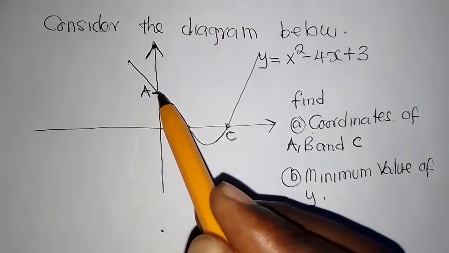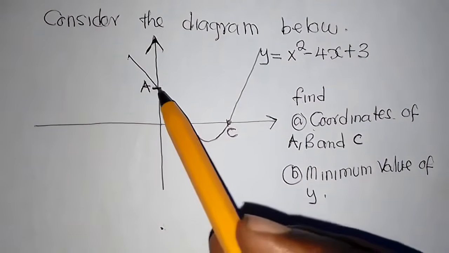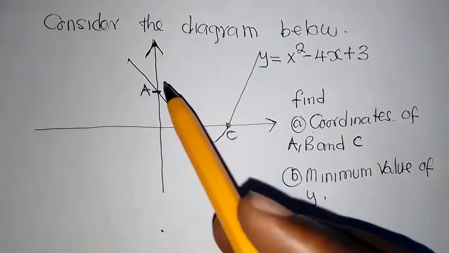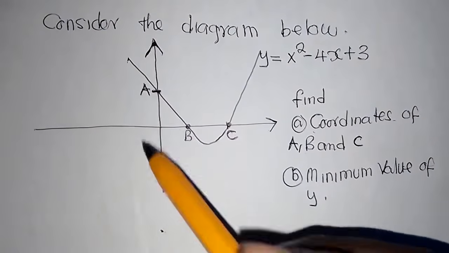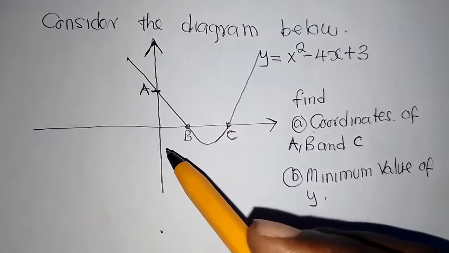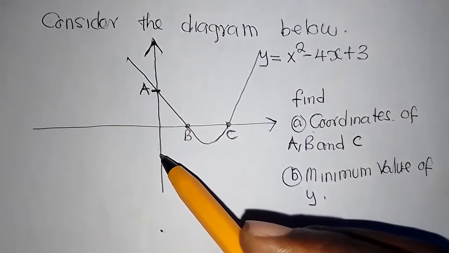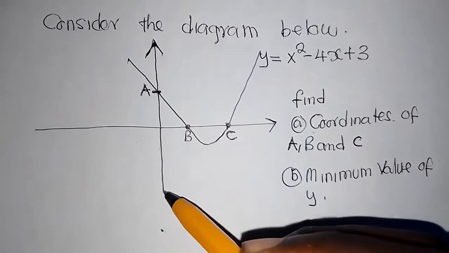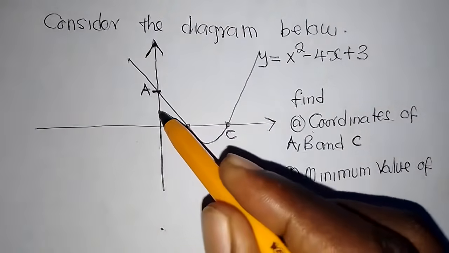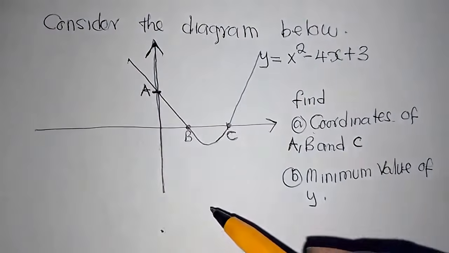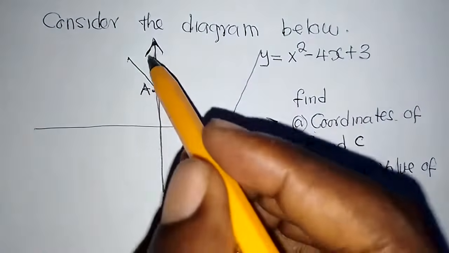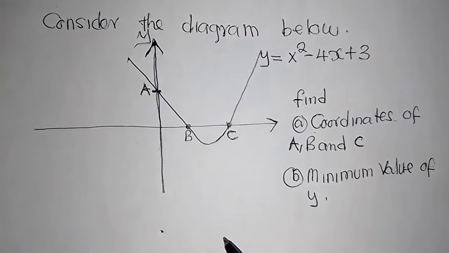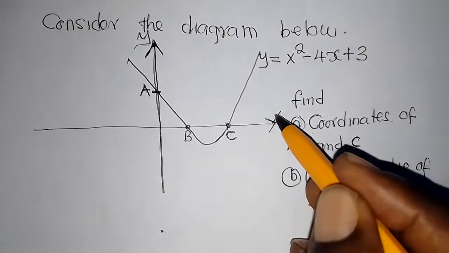The coordinates of A. So how can you find the coordinate of A? You know that the way A is, it is like this. The line is passing through here. This is the way the line is. Have you seen? And you know that this is the y-axis. Then you know that this is the what?